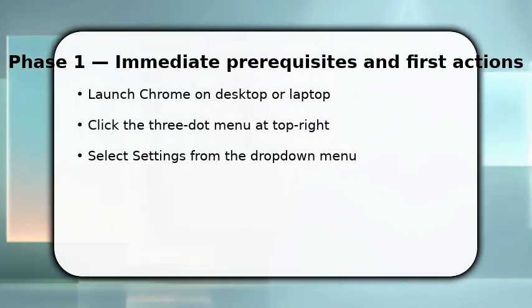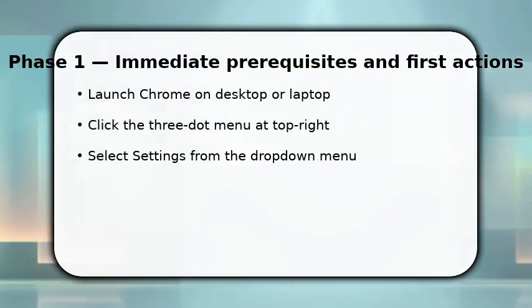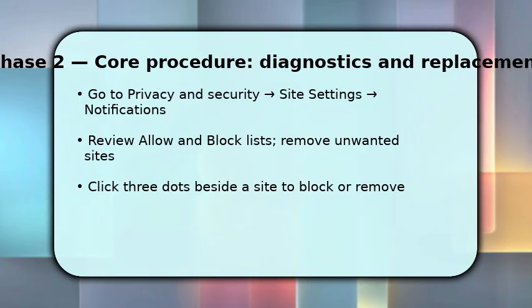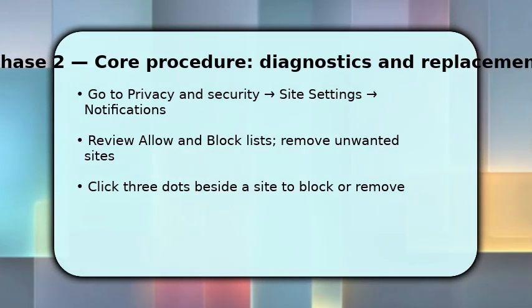Next, use the search box inside Settings and type Notifications to jump straight to the right controls. This saves time versus scrolling. Now you're set to access site level and global notification options. You'll now manage specific site permissions under Privacy and Security, then Site Settings, and then Notifications.